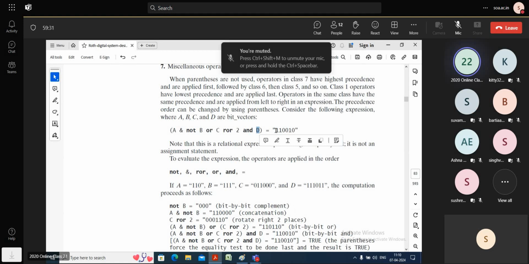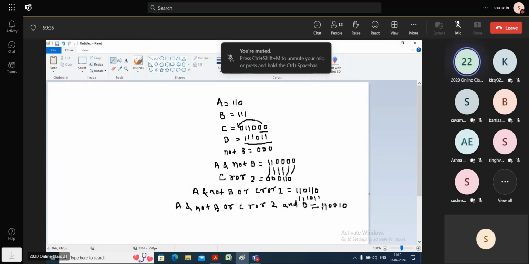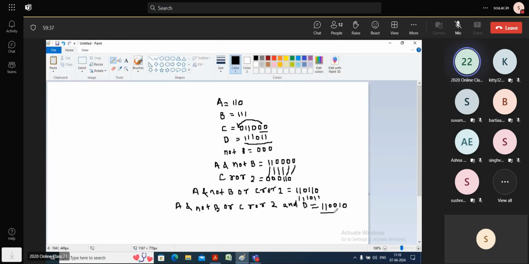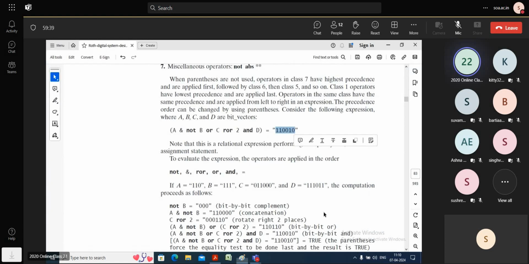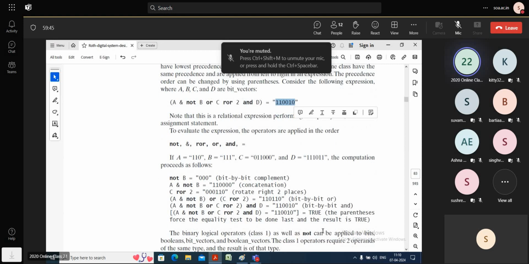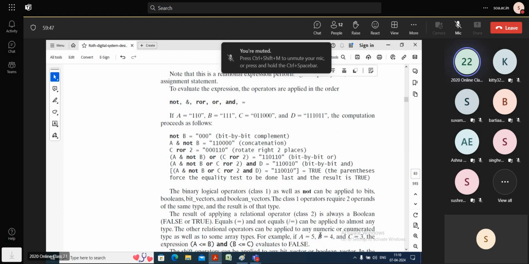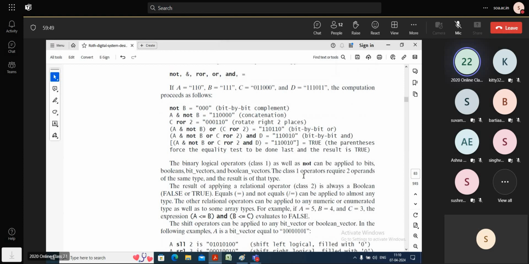Okay, so 1 1 0 0 1 0. This is what we obtained, 1 1 0 0 1 0. This means this is equal to this, which means this is true. So this will be found as true. This is one example we saw.